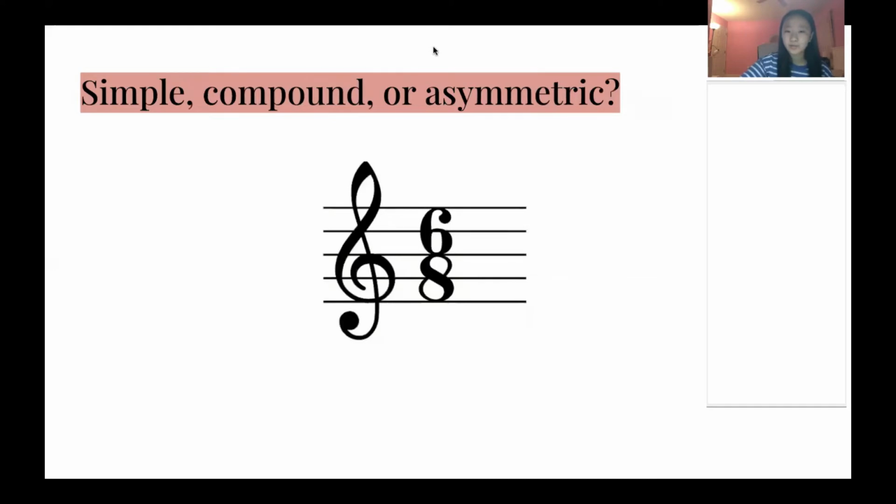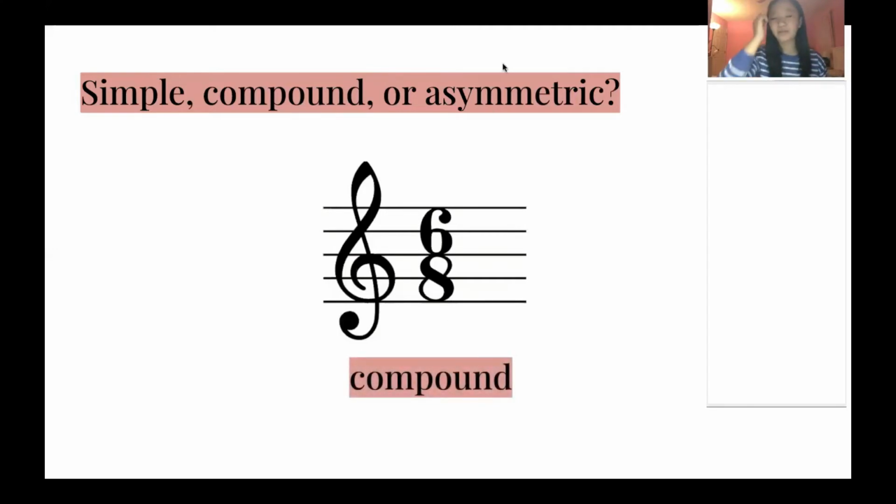Okay, so is this simple, compound, or asymmetric? And keep in mind, if you can divide it by 3, then it's compound. This is the most common compound signature. I agree. This is probably the most common compound one.